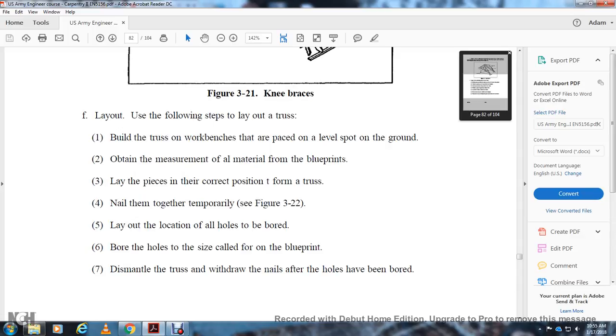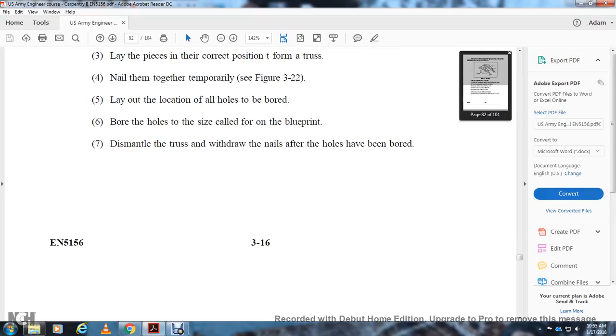Layout. Use the following steps for the truss. Build the truss over the workbench, placed on a level spot on the ground. Obtain the measurements of the material from the blueprints, lay the pieces in the correct positions for the truss, and nail them together temporarily. Lay out the location of all the holes and bore the holes on the side of the chord according to the blueprint. Dismantle the truss and withdraw the nails from them after the holes have been bored.